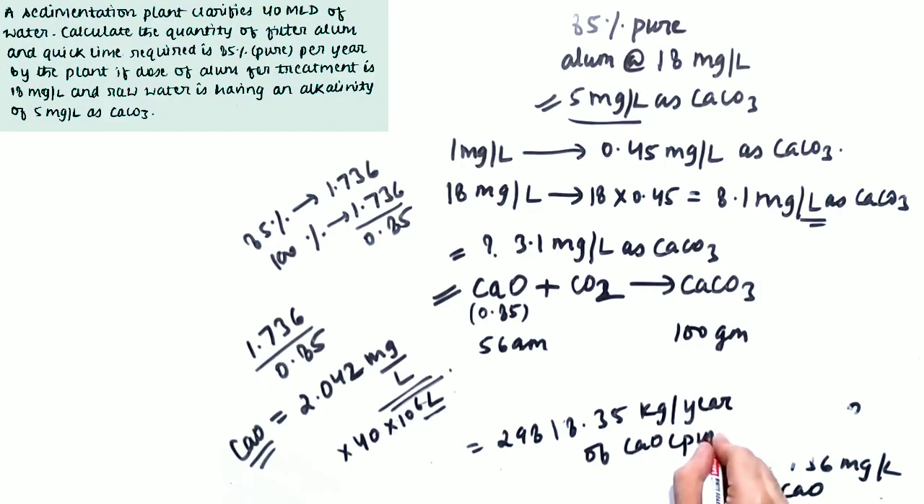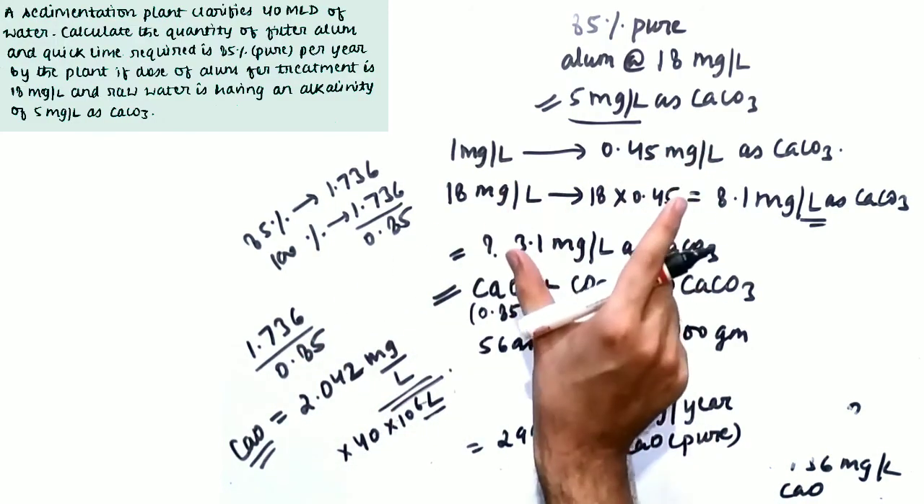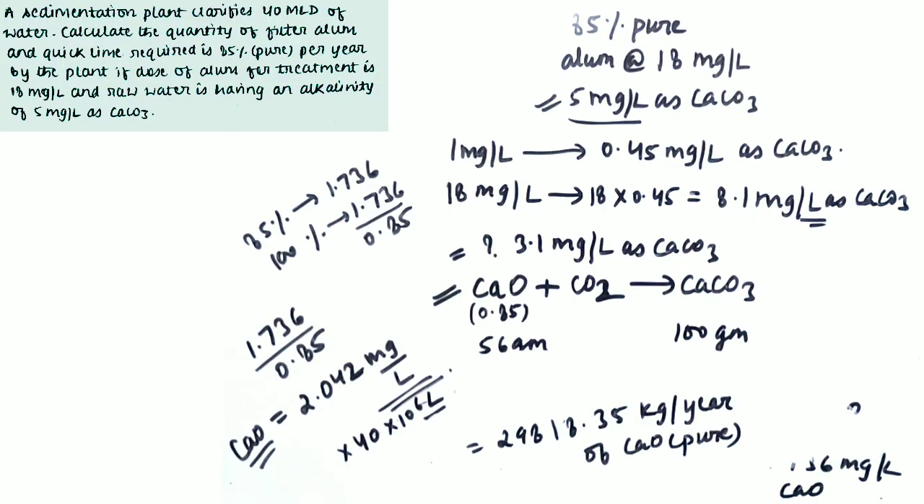This is pure. The question is asking you for the pure lime. You have the available lime as 85% pure. So to get the actual level, you should add some more lime, because the lime that you will add is 85% pure. To get the same effective value, you need to add some more lime, because the lime you used is 85% pure only. I hope you get the complete concept of coagulation. Thank you everyone.